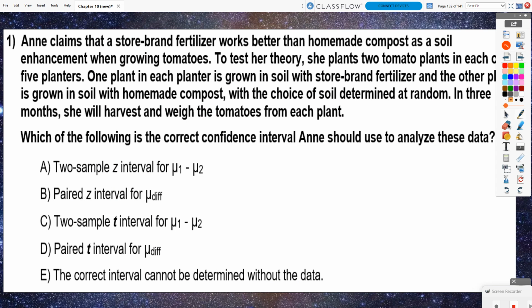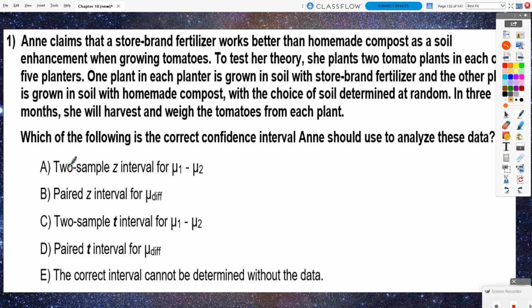Number 1. Anne claims that a store brand fertilizer works better than homemade compost as a soil enhancement when growing tomatoes. To test her theory, she plants 2 tomato plants in each of 5 planters. 1 plant in each planter is grown in soil with store brand fertilizer, and the other plant is grown in soil with homemade compost, with the choice of soil determined at random. In 3 months, she will harvest and weigh the tomatoes from each plant. Which of the following is the correct confidence interval Anne should use to analyze these data?